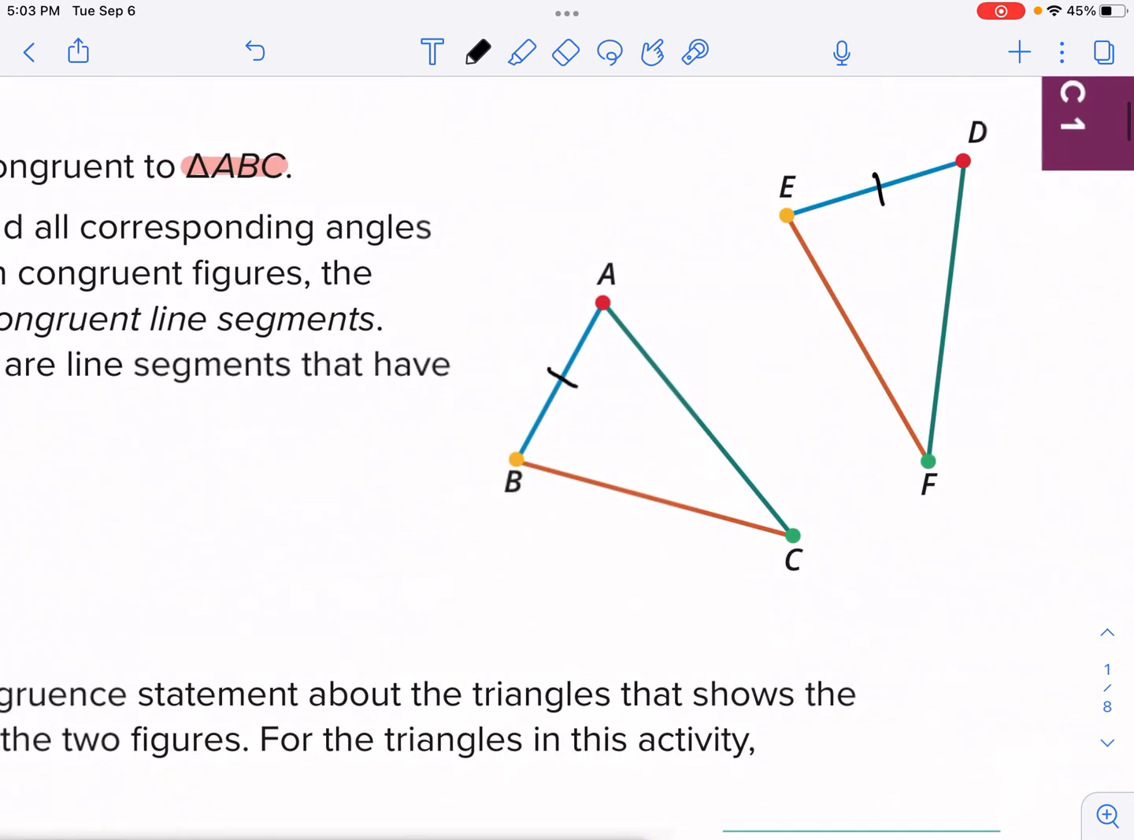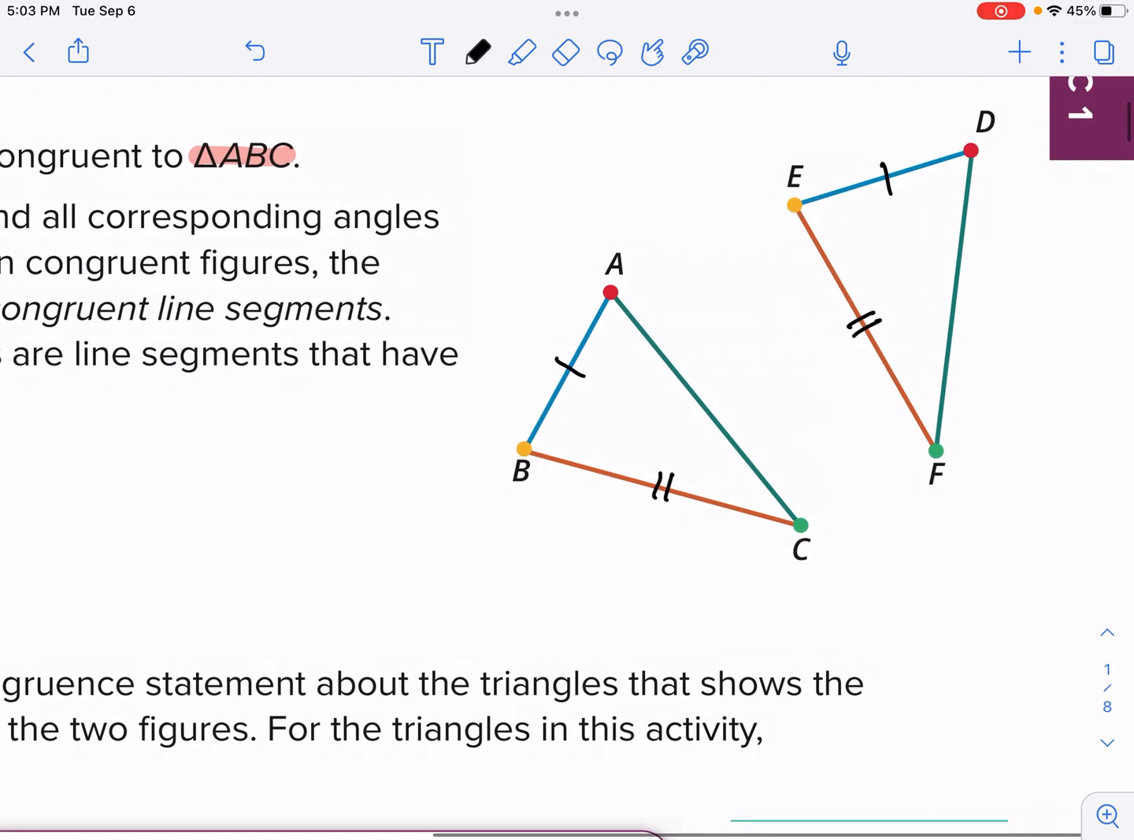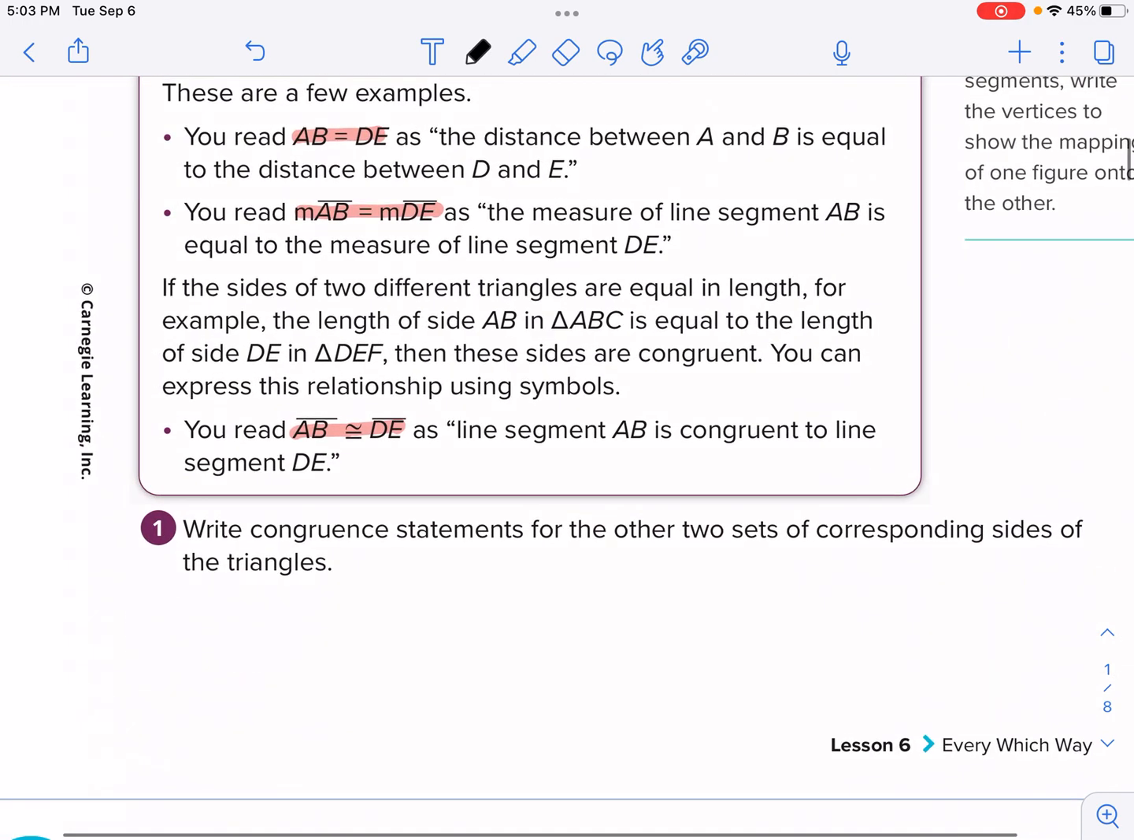And they're color-coded as well. We can see that BC, I'm going to put 2 tick marks here. That's in orange. That's congruent to the other one that is in orange, which is EF. So let's go and write that statement below for number 1. So that is line segment BC is congruent. Normally I put the squiggle and then I put the equal sign below it. It's congruent to line segment EF.